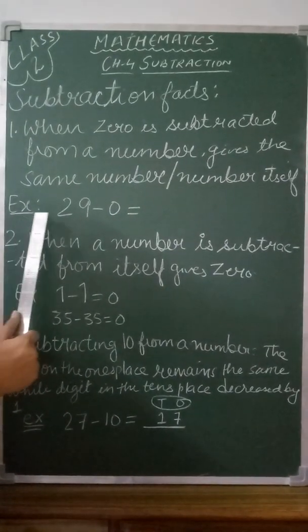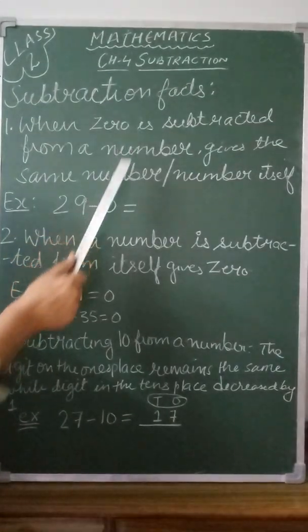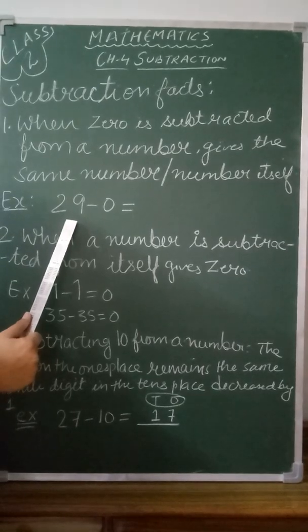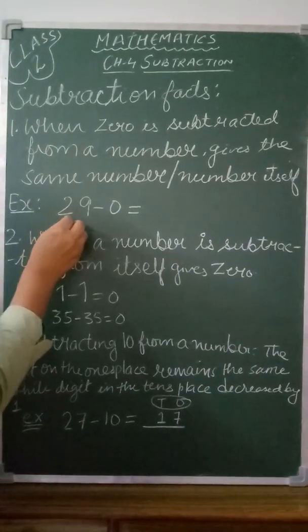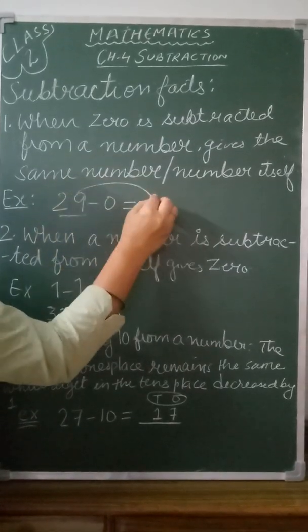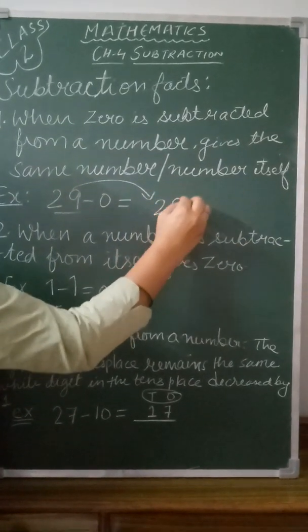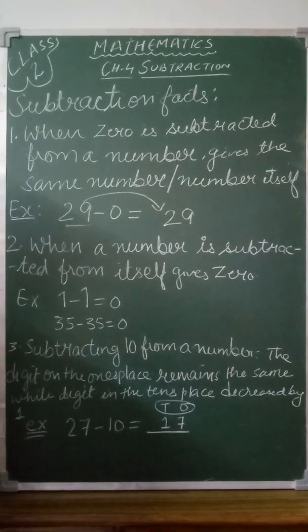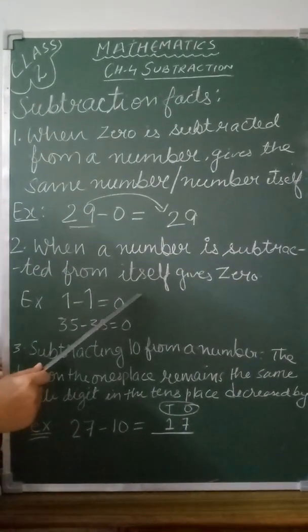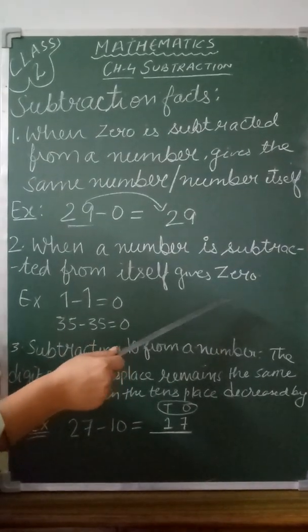Let's take an example. 29, when 0 is subtracted. Here 0 is subtracted from a number and here the number is 29. When 0 is subtracted from any number, it gives the same number. So this is the answer here as it is, right? Second one is, when a number is subtracted from itself, it gives 0.